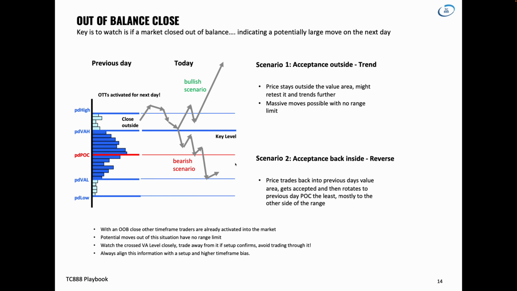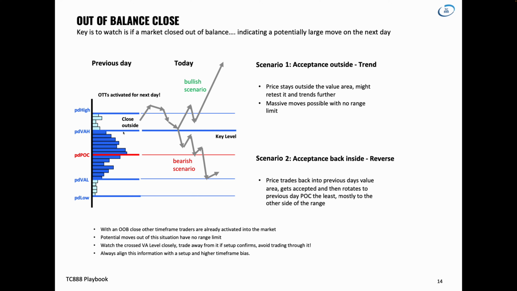So this is out of my playbook again, and there is also a video on that, how to trade out of balance markets. And here you see exactly what we've just seen. Here, that's previous day value area high and low. We had a close outside of the previous day value area high. And then you have two scenarios. Either it comes back in, gets accepted, rotates all the way to the other side, acceptance back inside, reverse, or it stays outside and then does a trend trade.